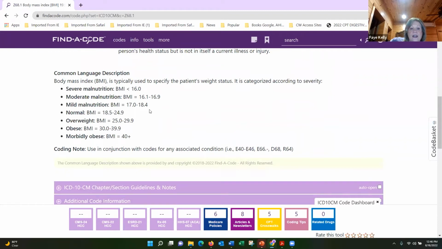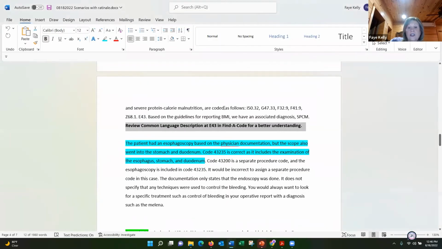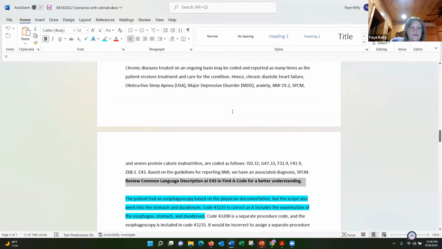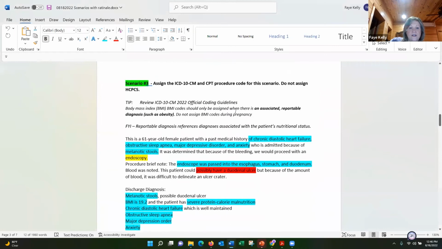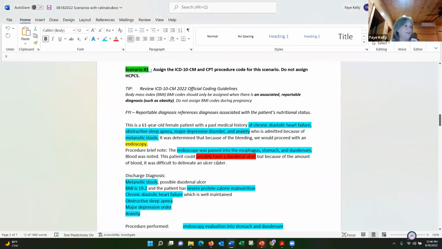If we look down here at 19, we're going to see it falls under the normal. But we can use this in conjunction with any of these codes in the E40 category. So we can do a little bit of homework in the common language descriptions and find a code, which I'll tell you I love, because in the code books you don't have that. So more than likely you will use a code book in conjunction with an encoder to give you the education that you need to be able to understand. So on this specific scenario number 3, we did great.